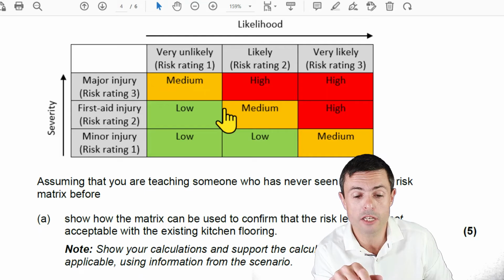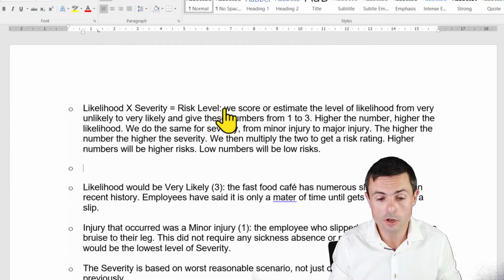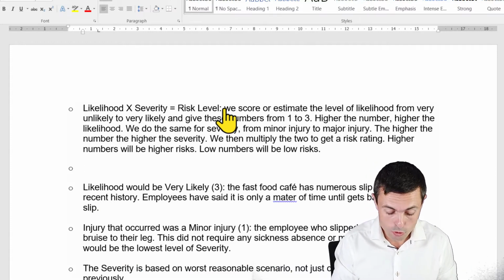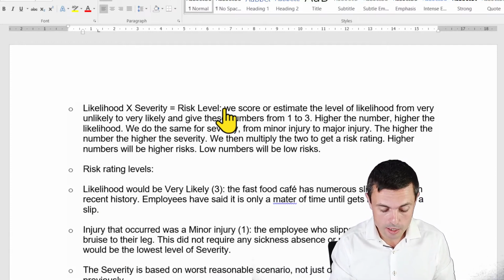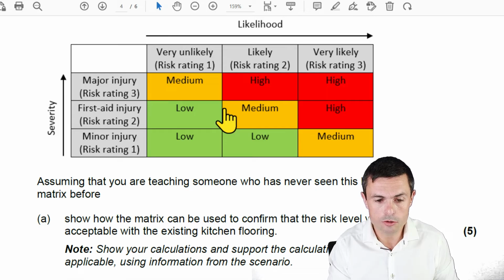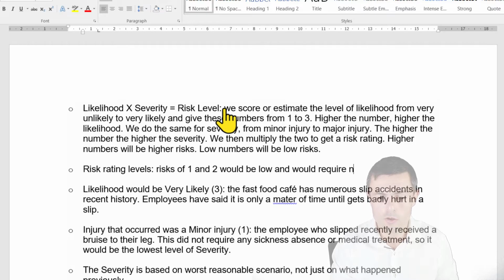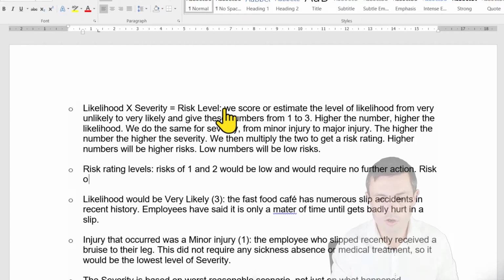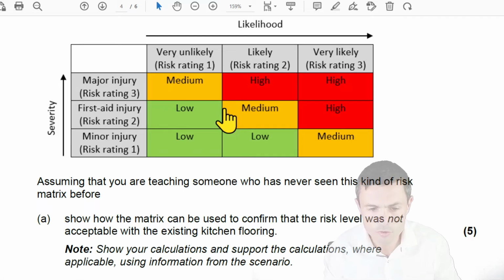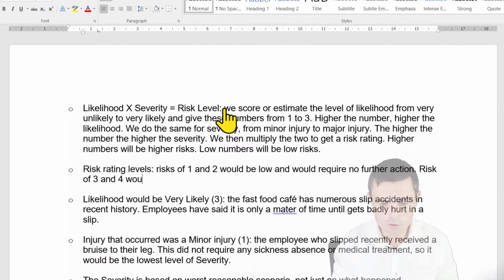Now, while typing this, I've realized that there's another point I could make, and I could actually refer to the colors and the fact that we've got risk ratings from low, medium, and high. So I'm just going to add that as a point. So, risk rating levels: risks of 1 and 2, I think it is, yes, 1 and 2, would be low and require no further action. Risks of 3 and 4, yes, I think it is, would be medium and would require some improvements.